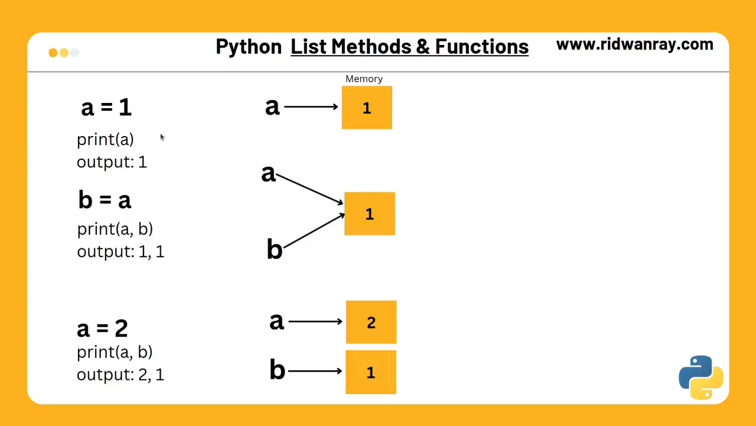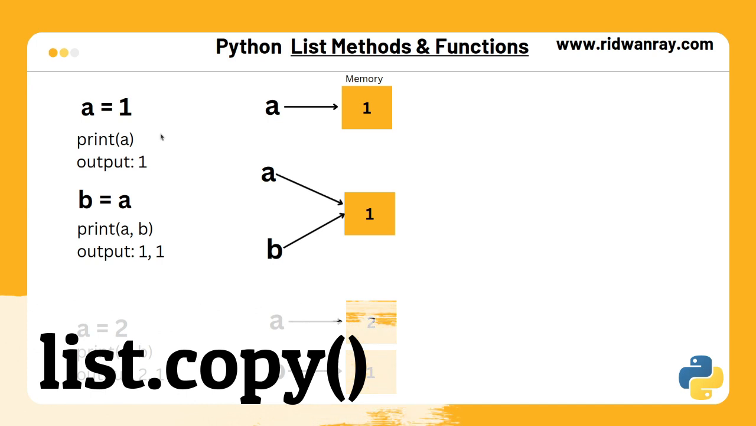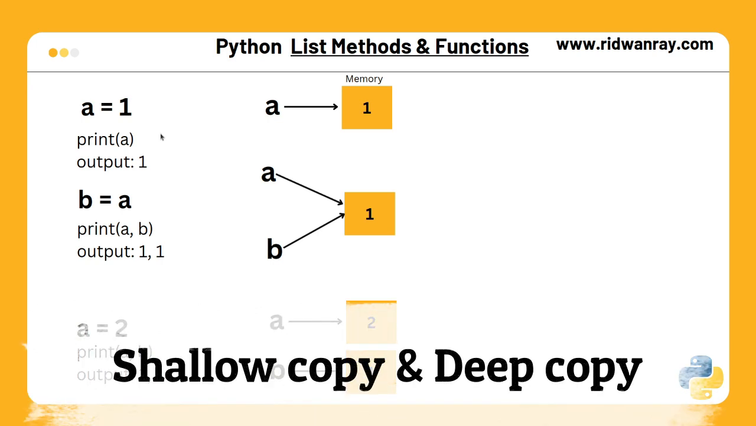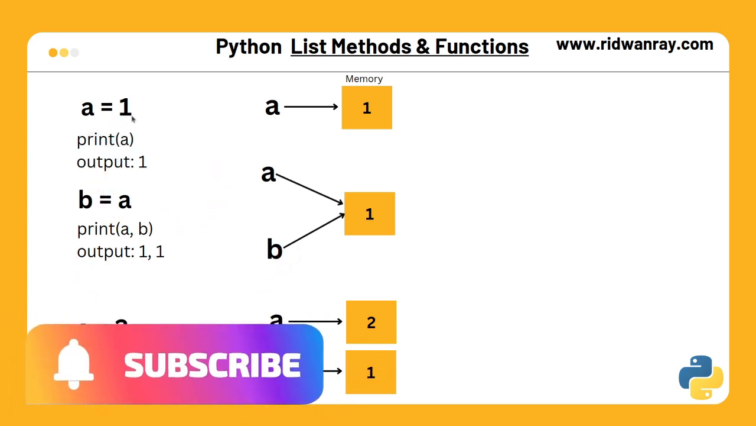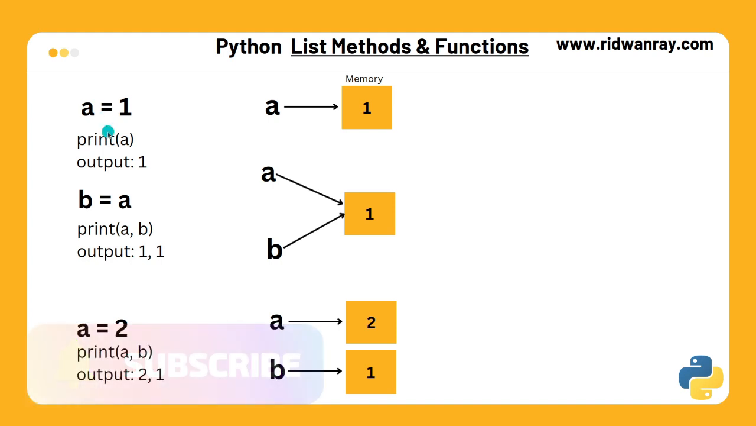Hi friends and welcome. In Python, there are two ways of copying values from one object to another: shallow copy and deep copy. To fully understand these techniques, we need to know what happens when a variable is declared. A equals 1. This translates to the assignment of the value 1 to a variable named A. When you perform this assignment, a variable is created and the value associated with this variable is stored in a specific location in computer memory.